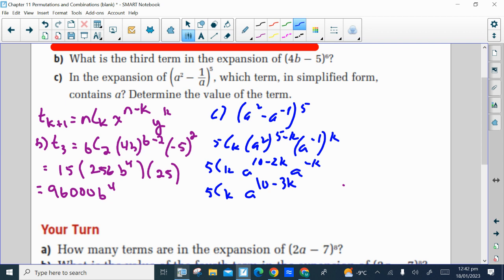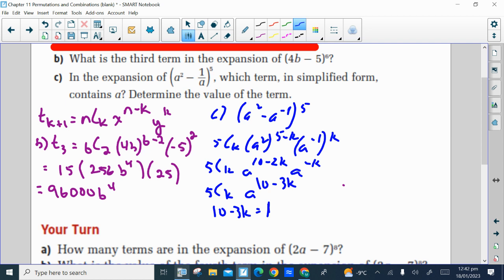Okay, we want to find the term that has a to the power 1, or the exponent on a has to equal 1. So the exponent on a in my general equation is 10 minus 3k. That is the exponent on a. It must equal 1. This is how we determine what the proper k value is.